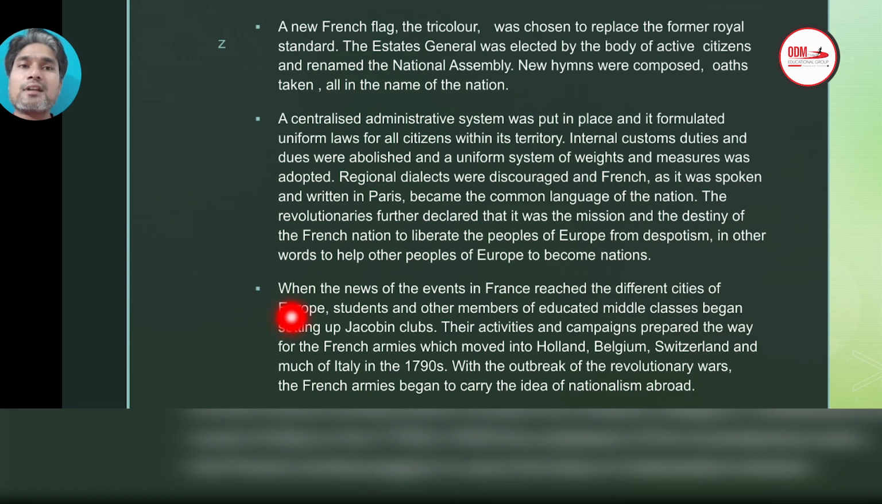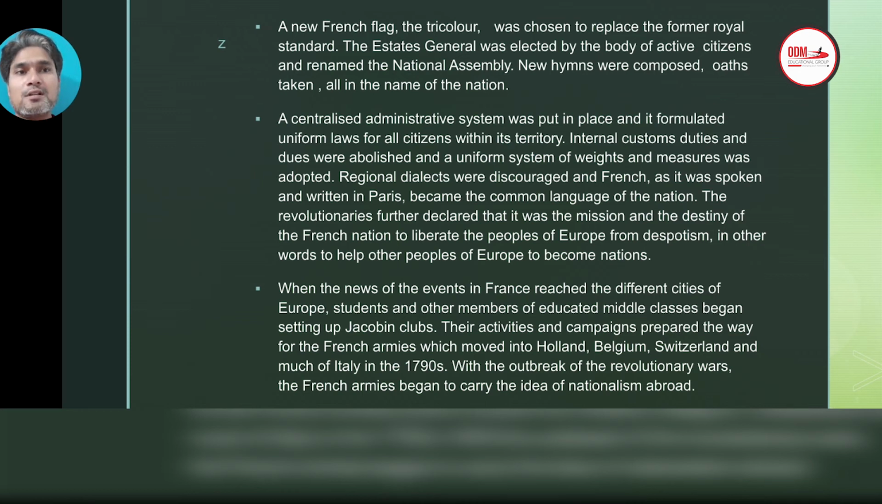Even the news of the events in France reached the other cities of Europe. Students and other members of the educated middle class began setting up Jacobin clubs. So it was a very famous club. Who was the president? We all know it was Maximilien Robespierre, right? Their activities and campaigns prepared the way for the French armies which moved into Holland, Belgium, Switzerland and much of Italy in the 1790s. With the outbreak of the Revolutionary Wars, the French armies began to carry the idea of nationalism abroad.